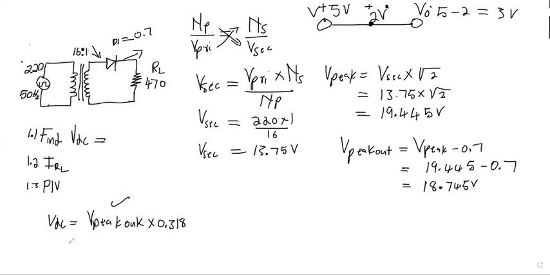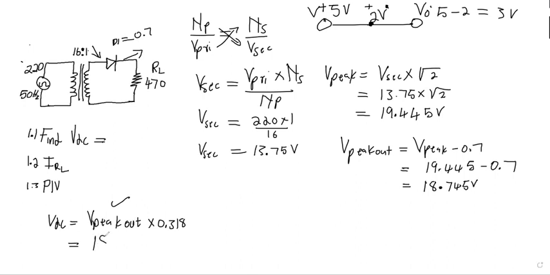So now our formula is this one: VDC is equal to V peak out multiplied by 0.318. The 0.318 is constant. This formula you just need to memorize, you can't derive it. So 0.318 is constant, and then we have V peak out. VDC is the one that we're looking for.